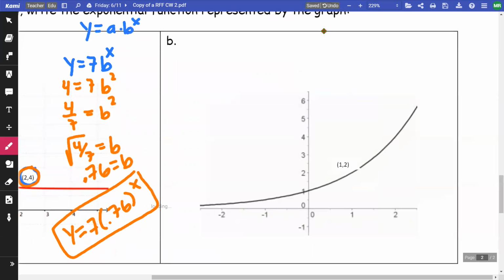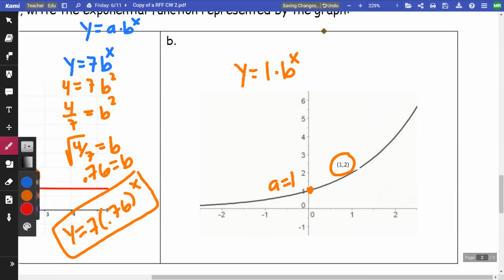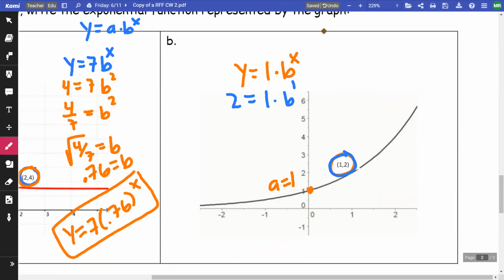Next problem, letter B. Similar idea. This one's a little nicer. My A is going to be 1. Okay. You might notice that I was at 1 and now I'm up at 2. So maybe you could see what you're timesing by. But if you're not sure, that's okay. Y is equal to A is 1 times B to the power X. You can put in this 1 comma 2. So 2 is going to equal 1 times B to the 1. And B to the 1 is just B. So I get 1 times B or B.